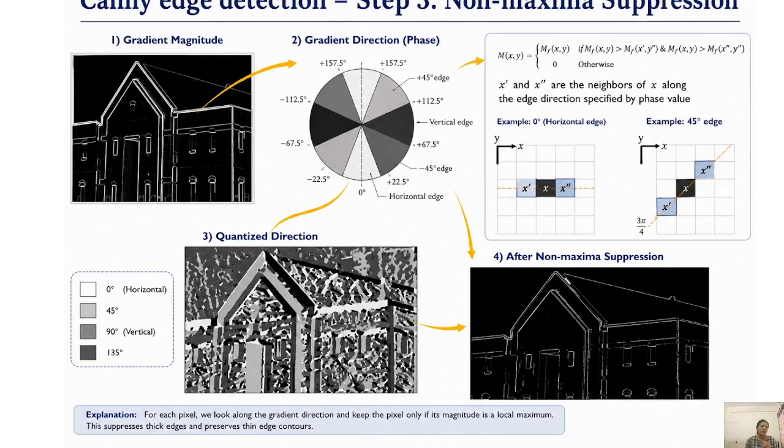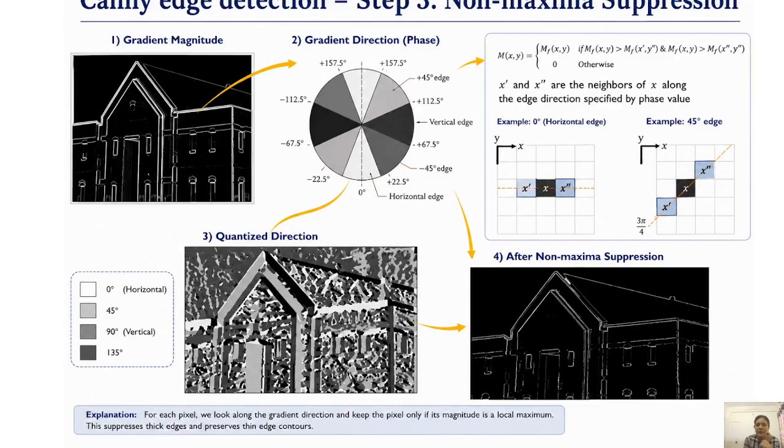And next, we are finding the edge, that is m of x comma y. The equation is given by m f of x comma y, if m f of x comma y is greater than m f of x dash y dash and m f of x comma y is greater than m f of x double dash y dash. It may seem confusing, but it's very simple. See the example here.